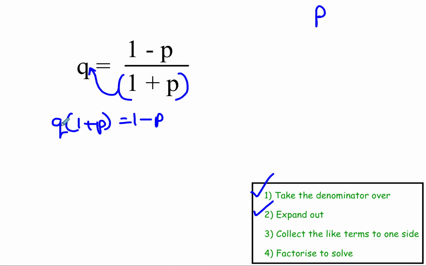The second step is to expand out. So we're going to multiply out Q. So Q times by 1 is Q, and then Q times by P is QP, and that equals 1 minus P.